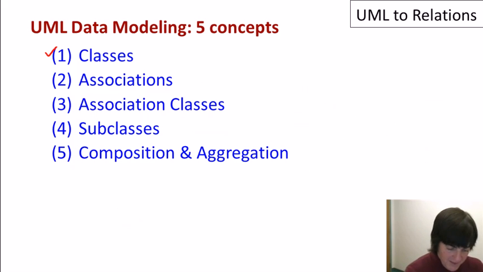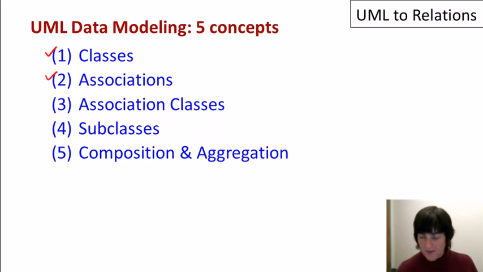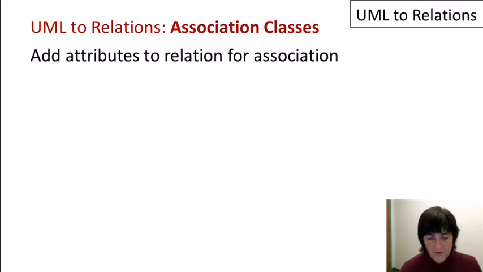Okay, we've finished with classes and with associations. Now let's talk about association classes. Association classes are pretty straightforward. We're not going to generate new relations for them. We're just going to add attributes to relations that we're generating anyway. So let me use our usual example with the students and colleges, and we'll add some information to their application.